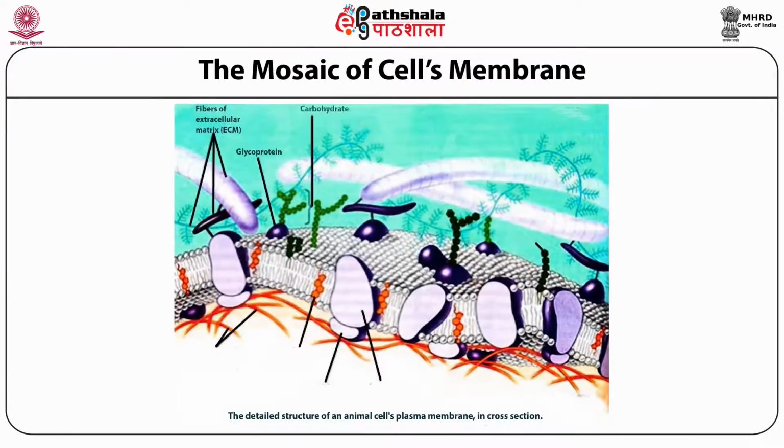This is the function of the cell membrane which we have discussed. The mosaic of the cell membrane. The cell membrane contains two types of glycopeptides, O-linked glycopeptides and N-linked glycopeptides, which play a major role in this cell membrane.